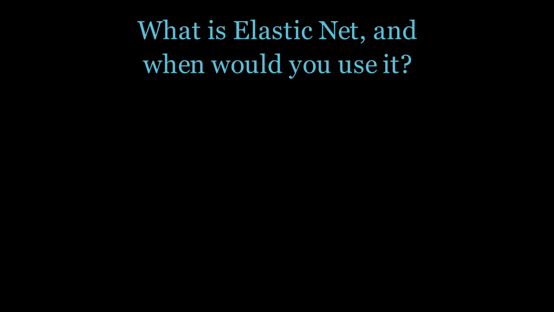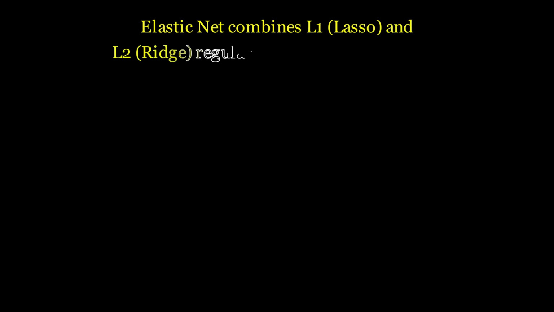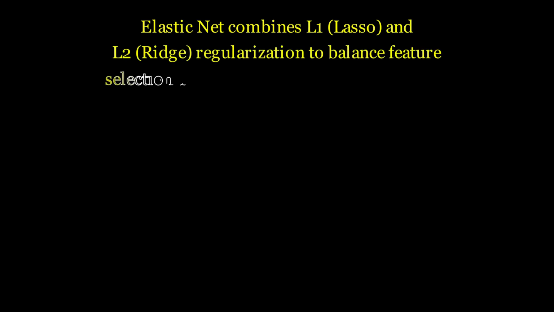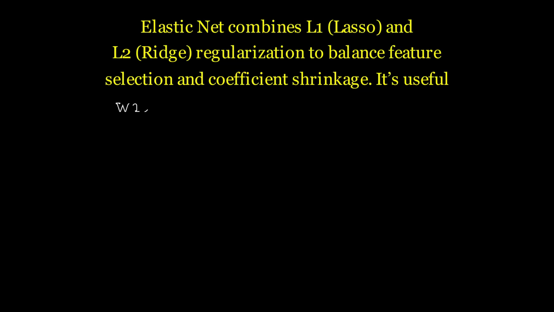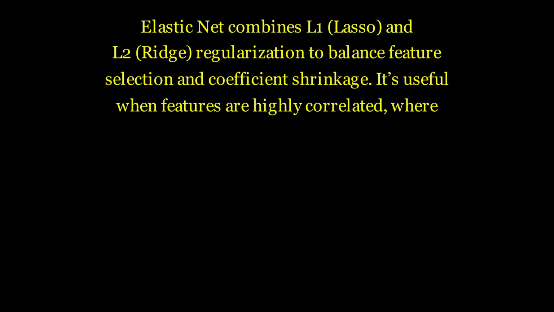What is elastic net and when would you use it? Elastic net combines L1 lasso and L2 ridge regularization to balance feature selection and coefficient shrinkage. It's useful when features are highly correlated, where lasso alone may struggle.